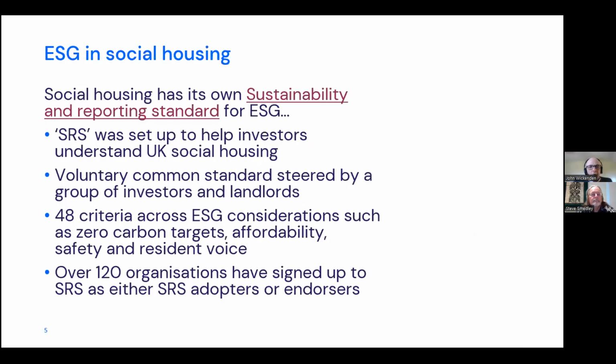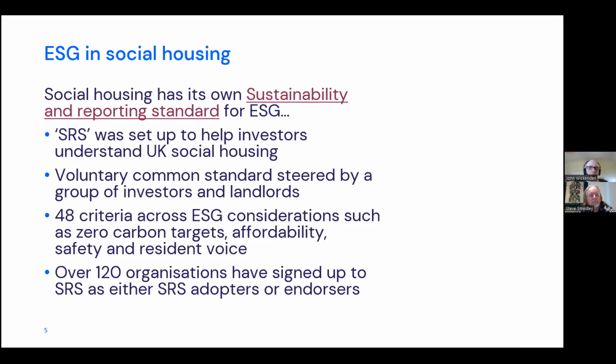Okay, so just bringing that down from a global point of view about ESG to looking at how it affects social housing. A few years back, a group of investors and landlords got together to create the sustainability and reporting standard for environmental, social and governance in social housing. So it's specifically aimed at landlords working in social housing.